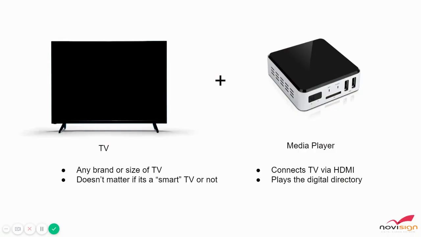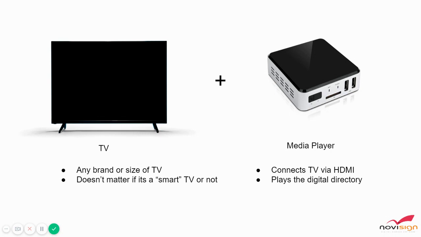In this first slide here, we have the hardware components that you need for a digital directory system. The first thing here is a TV, and the second thing here is a media player. From a TV standpoint, you can really use any size TV, any brand. It really doesn't matter. It doesn't matter if it's a smart TV or not.